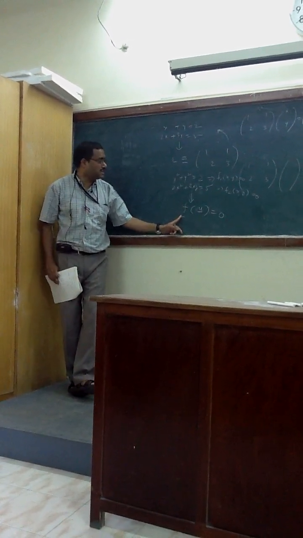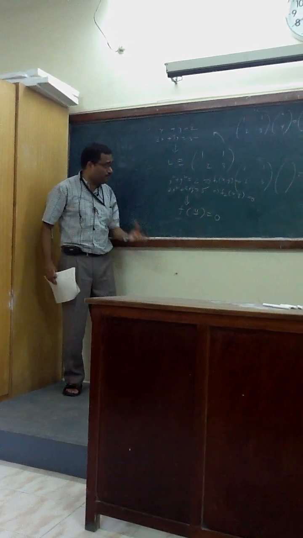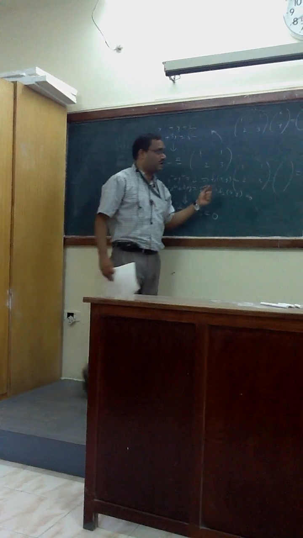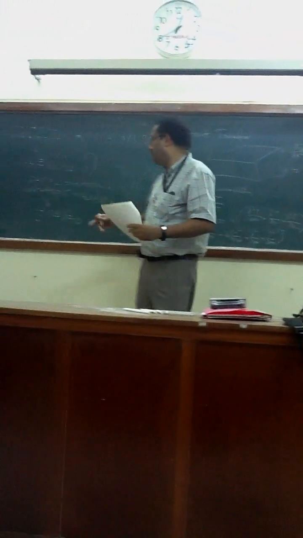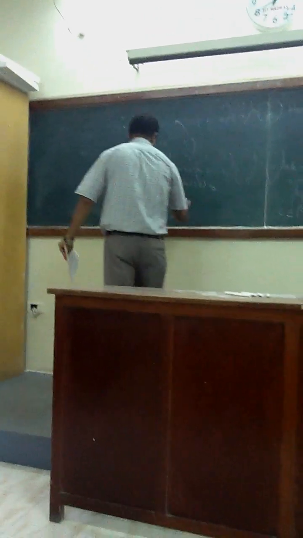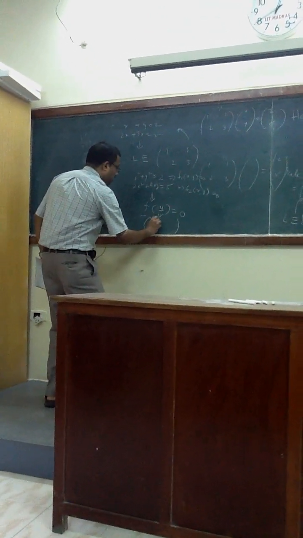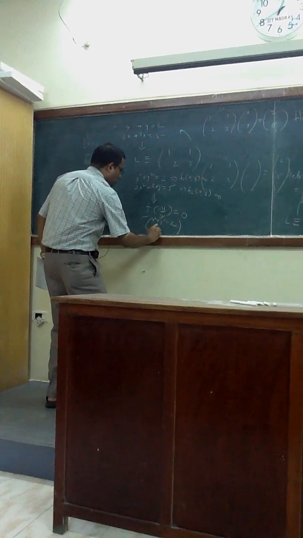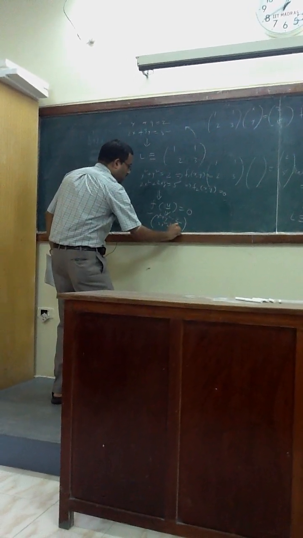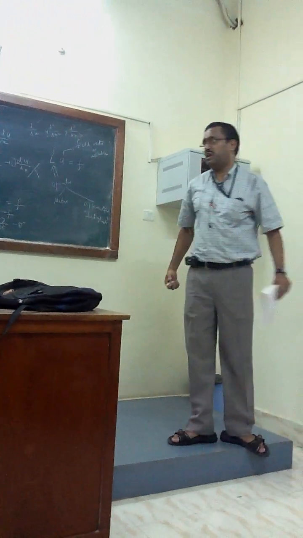So you cannot write f bar alone. You have to write f bar of u bar, which is nothing but x square plus y square minus 2, and the second row will be 2x square plus 3xy minus 5. So f bar u, which is x square plus y square minus 2 and 2x square plus 3xy minus 5, equals 0. In this case, you cannot write f bar separately. You have to write f bar here.